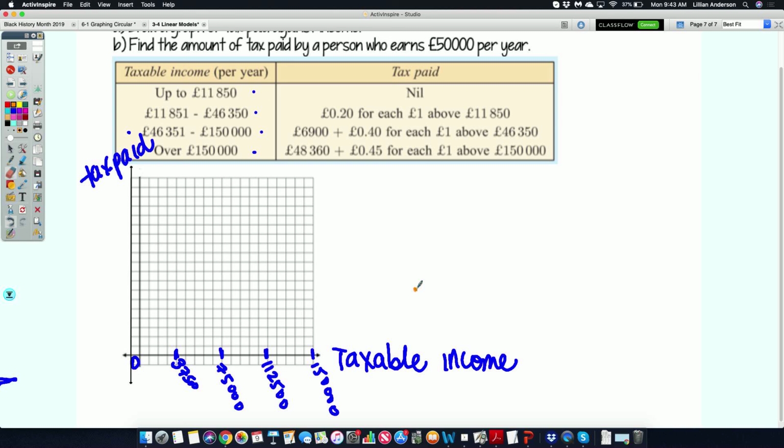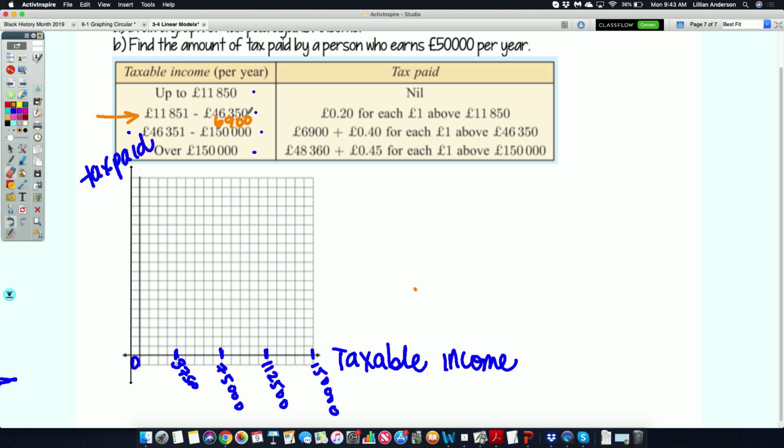Can you repeat that? Yes. If I have to pay 20 cents for each pound in this particular range, and I make 46,350 pounds, how much am I paying in taxes? 6,900. So if I'm at the high end of this tax bracket, that's how much I'm paying in taxes. How'd you get that? What math?